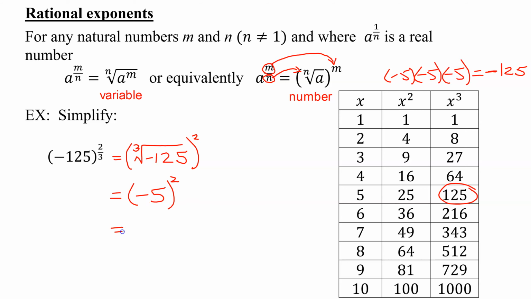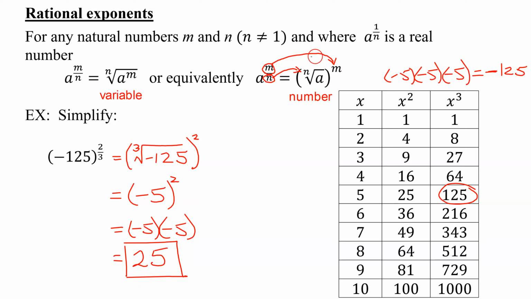So now the only thing left to do is take negative 5 and square it. Well, remember that means take negative 5 and multiply it by itself. So a negative times a negative is a positive. 5 times 5 is 25. So the answer is 25.